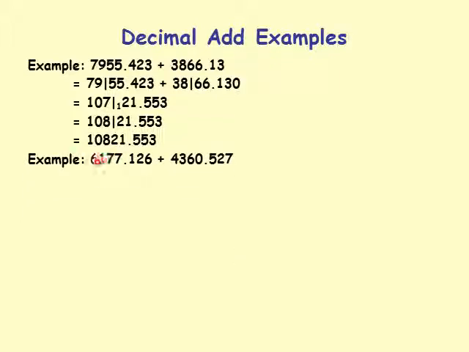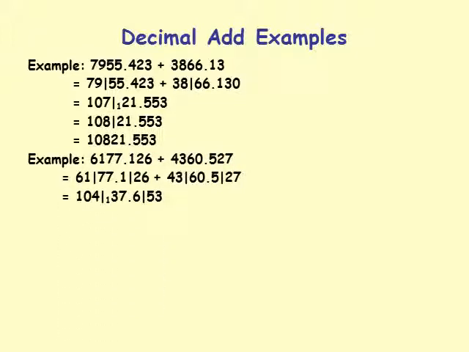Okay, another example here: 6177 decimal 126 plus 4360 decimal 527. Flag values match here. -3 is for the first operand and -3 is for the second operand. When we add them together, it's with number splitting again. 61 plus 43 is 104, and 77 plus 60 is 137, and 126 plus 527 is 653.